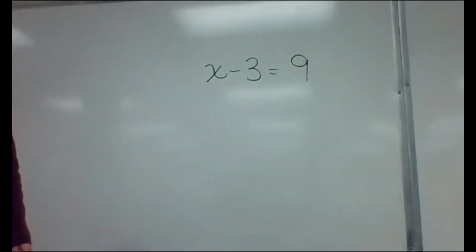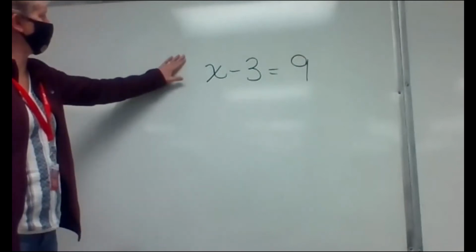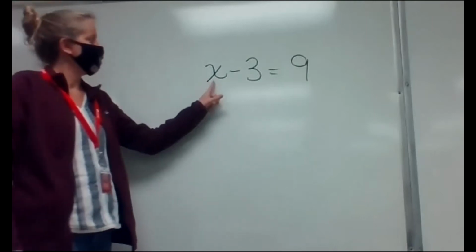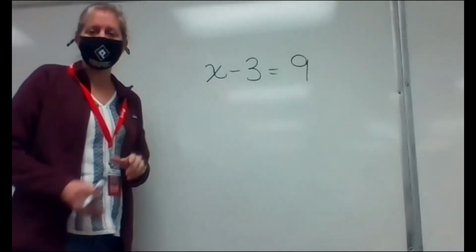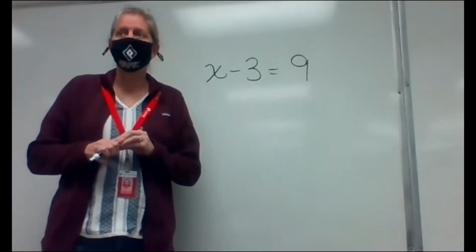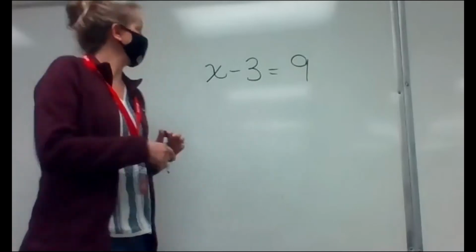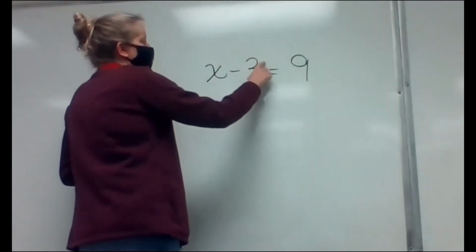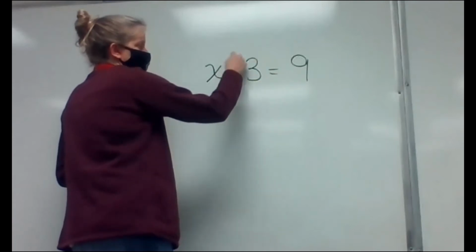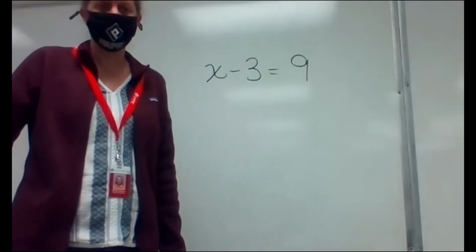So first of all, let's identify the variable in this problem. The variable that we're trying to get alone is this X, whatever the letter is. You want it completely by itself. So what are you going to do? This minus 3 needs to go away in order for that X to be alone.